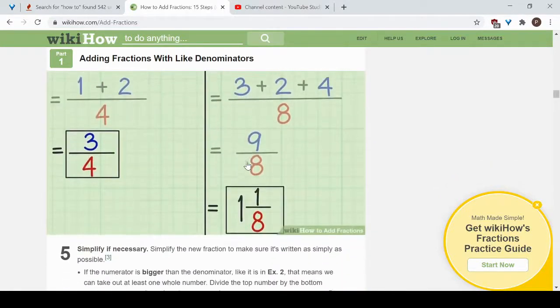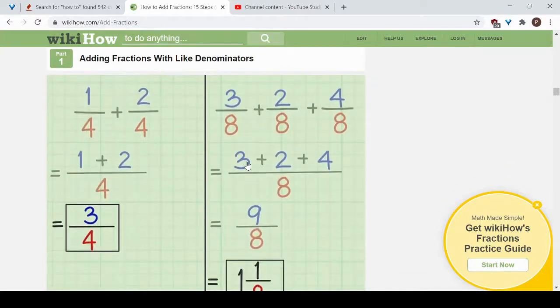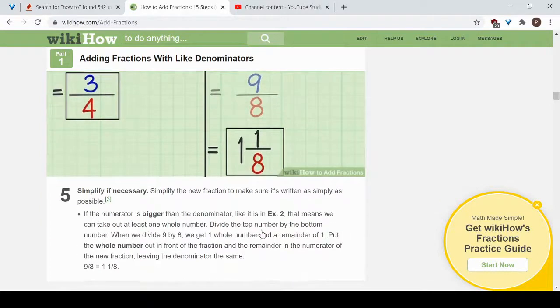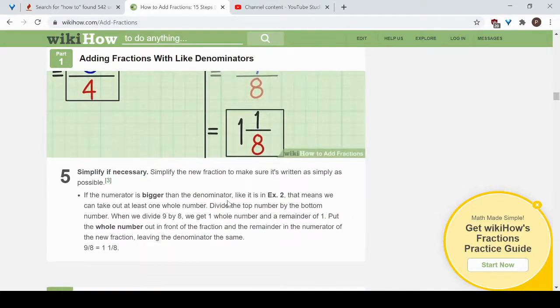Okay, and then the last part, once you've added the numerators and kept the same denominator, is to simplify the fraction. If the numerator is ever greater than the denominator, like in this case 9 eighths, that's when you simplify it to 1 1/8, because 8 eighths is 1, so that's where you get the 1, and then there's 1 left over because it's 9, and that's where you get 1 1/8. If the numerator is bigger than the denominator, that means we can take out at least one whole number: divide the top number by the bottom number, and take the remainder.